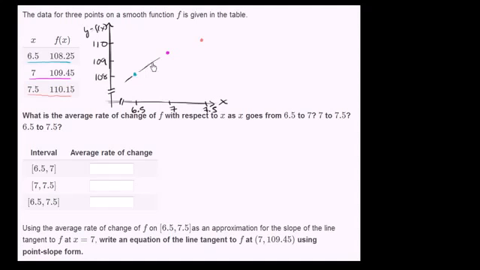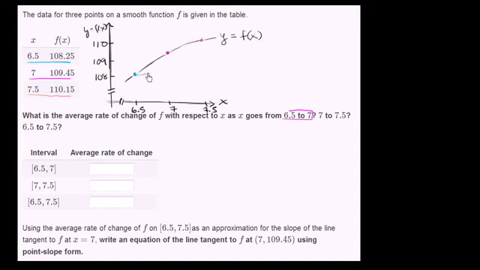Try my best to. So maybe it looks something like this. So our smooth function f might look something like this. Who knows what it looks like after this. So that's the graph of y is equal to f of x. Now let's try to answer their questions. What is the average rate of change of f with respect to x as x goes from 6.5 to 7, 7 to 7.5, and 6.5 to 7.5? So let's do them one at a time.